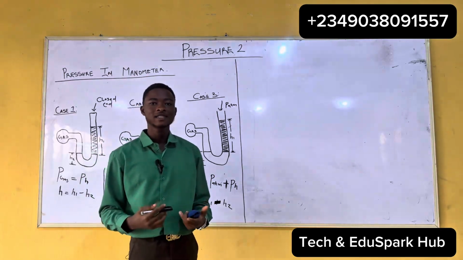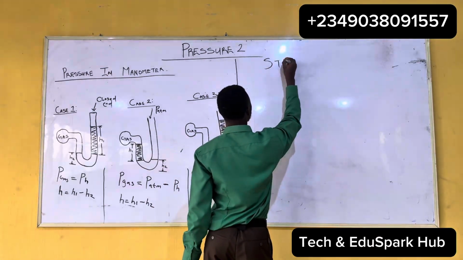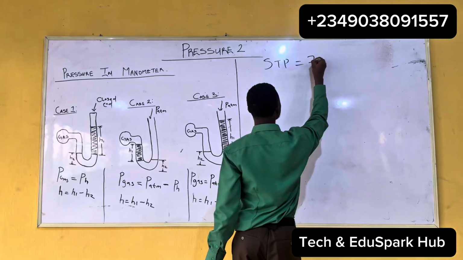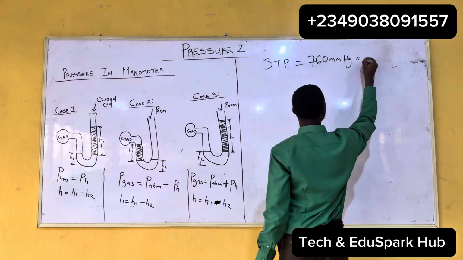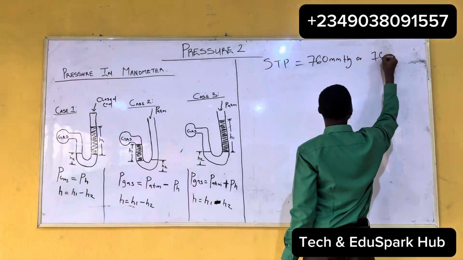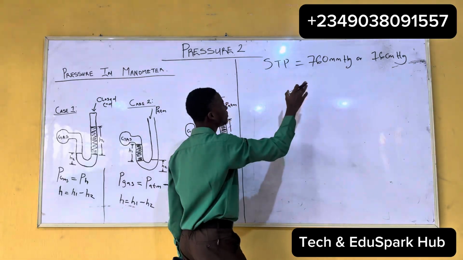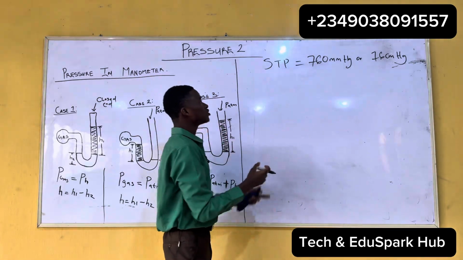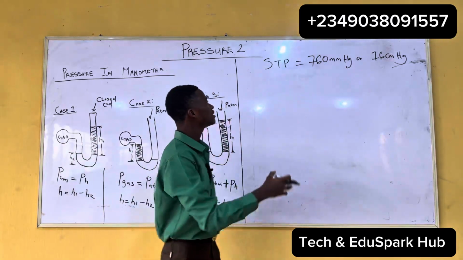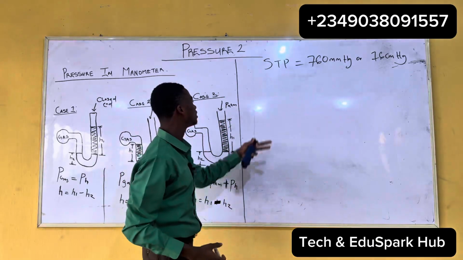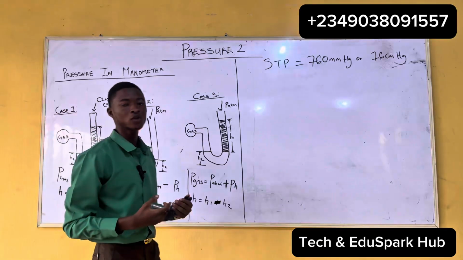But before we look at practical examples, remember that under the standard atmospheric pressure, which is the STP, we have the pressure equal to 760 millimeter mercury or 76 centimeter mercury. So either of these two is correct depending on the parameter you are trying to work with. This is important to note because there are some questions where they won't give you the standard atmospheric pressure, and you have to know it yourself to be able to solve the question.